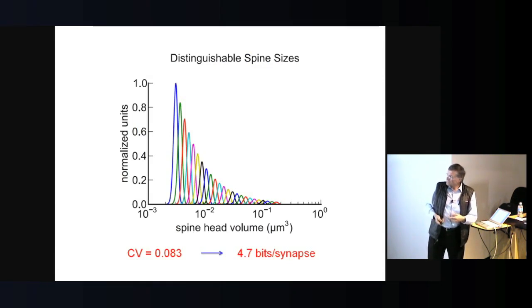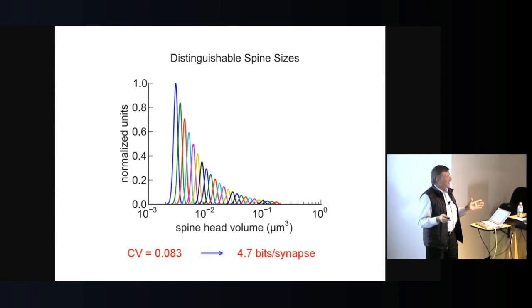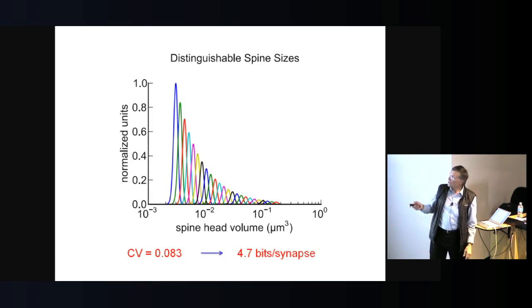Now, here's what we did. This is a little bit complicated, and not everybody is going to follow this because it really depends on knowing something about signal detection theory. It has to do with the fact that if you're drawing from two distributions, what's the probability that you're going to be able to accurately know whether your synaptic strength is here or here?